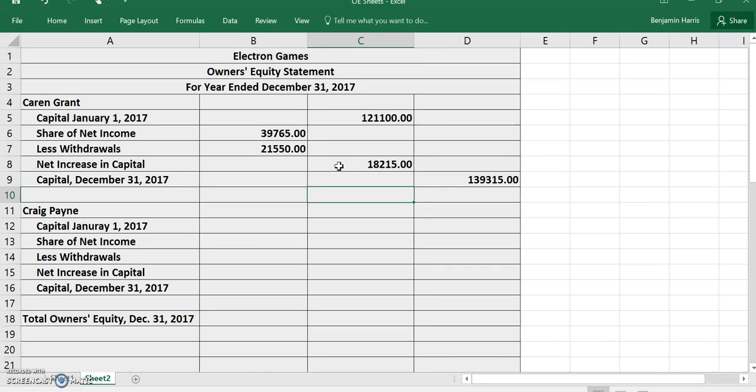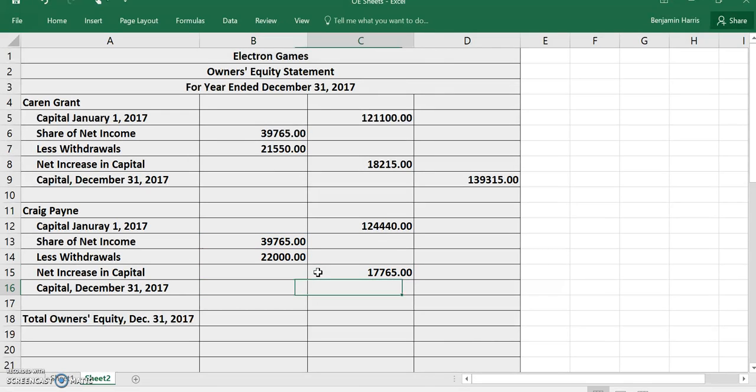Next up, we're going to do the same thing for Craig. Craig's starting capital was $124,440. Net income is going to be the exact same as Karen, $39,765. Over the course of the year, Craig withdrew $22,000. And there is, once again, a net increase there. We're going to take the difference between those two, and we're going to find the net increase to be $17,765.